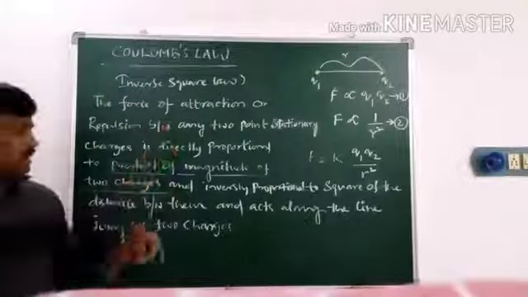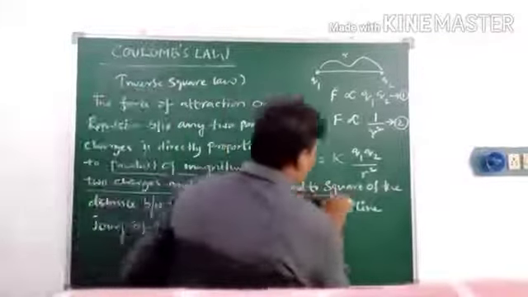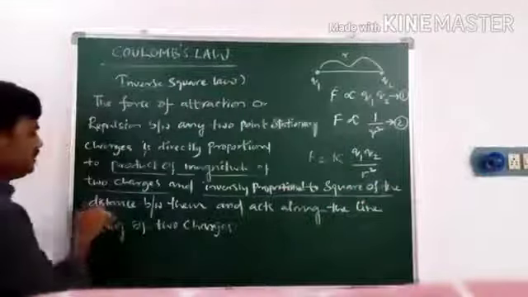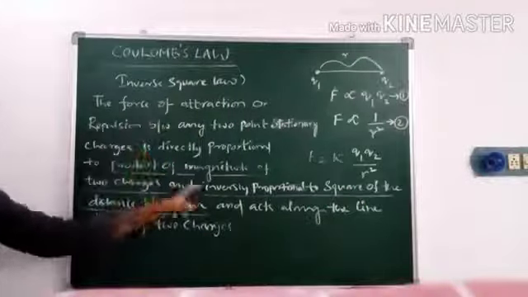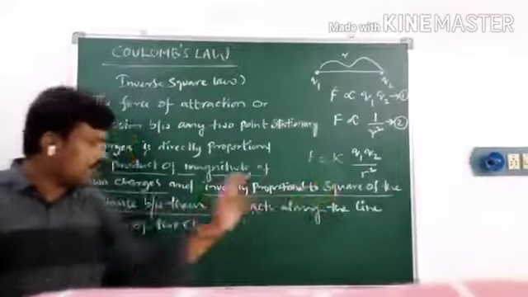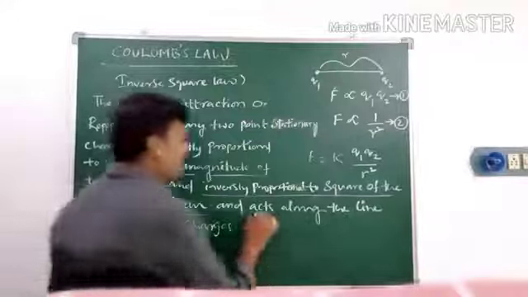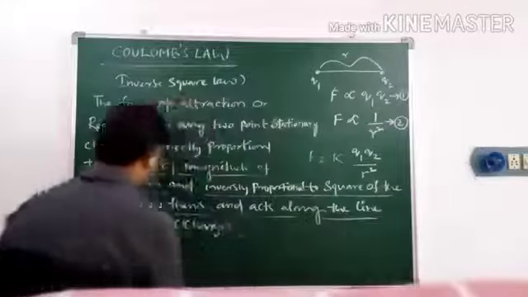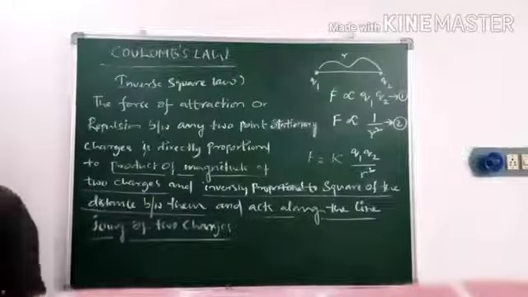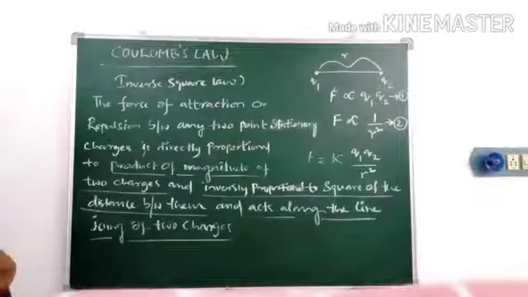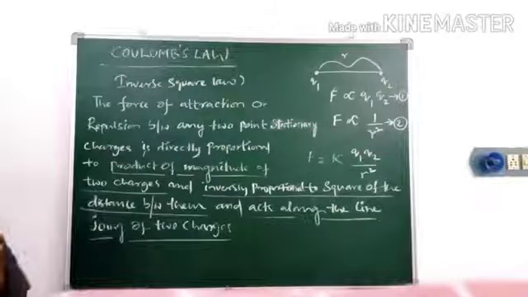And the next one is, and is inversely proportional to the square of the distance between them. So here the force of attraction or repulsion is inversely proportional to the square of the distance between the charges. And the third point is it acts along the line joining the two charges. It acts along the line joining the two charges. So in this particular definition there are only three important points.